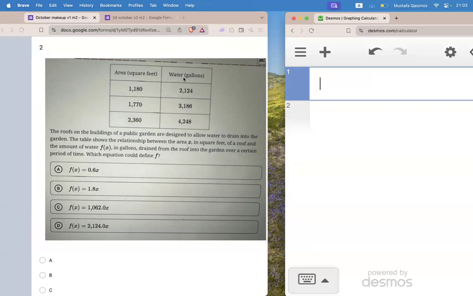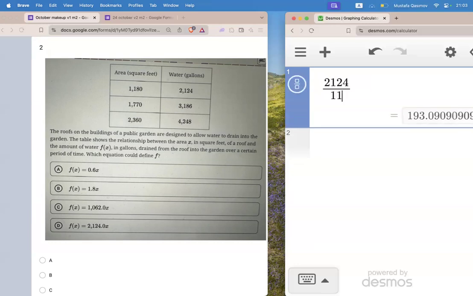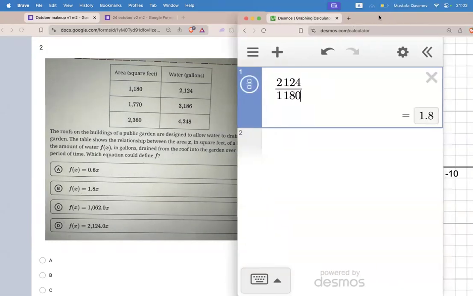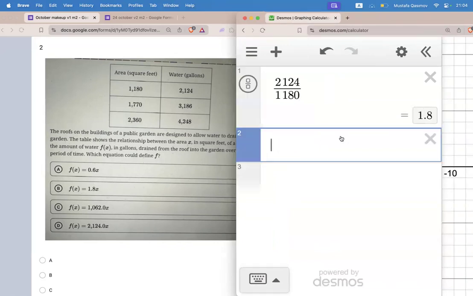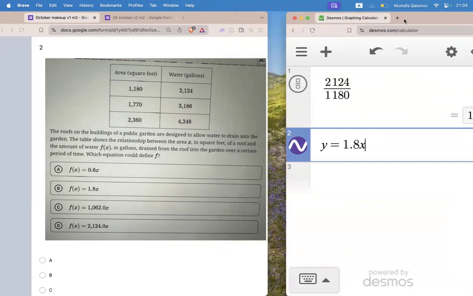It means that if we divide 2124 over 1180, we will get the answer. So the slope is equal to 1.8, answer is B. So it is y is equal to 1.8x. Answer is B for the second question.